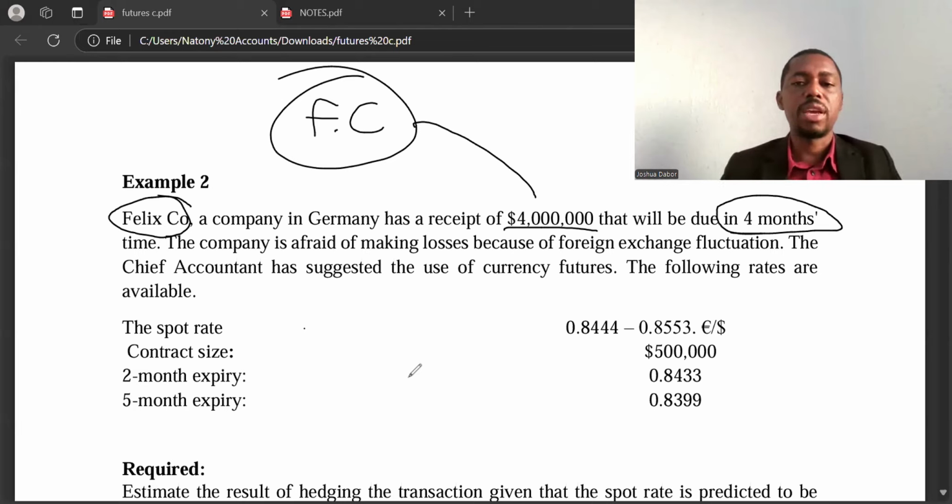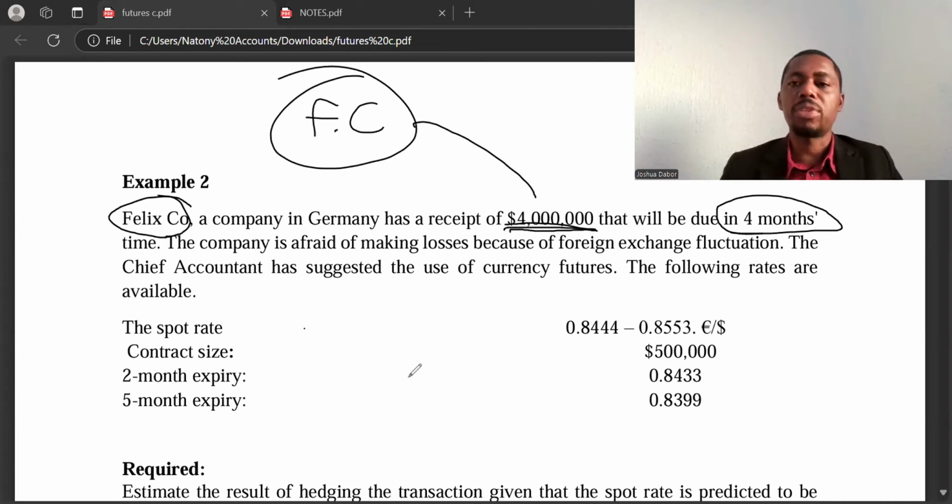Now, what will be the fear of the company? The fear of the company is that the dollar will lose strength. If the exchange rate today is more favorable, it would have been better for the company to receive that money today. But in 4 months' time, the company doesn't know what is going to happen to the USD. If the value of the USD falls, the value the company is going to be receiving will be lower.